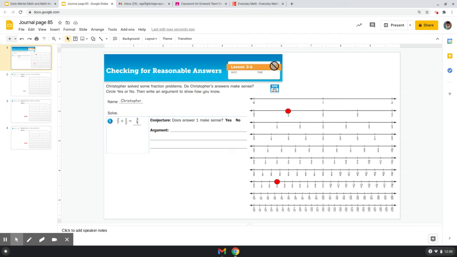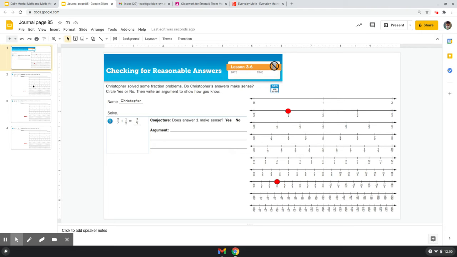So you can go ahead and circle no in your journal. And I want you to type in a few sentences for me. Why doesn't it make sense for 1/2 plus another 2/7 to give me the answer of 3/9? You should probably say something about how 1/2 is already bigger than 3/9 and we haven't even added anything to it yet. If I'm going to add to 1/2, my answer should get bigger. It should not get smaller.